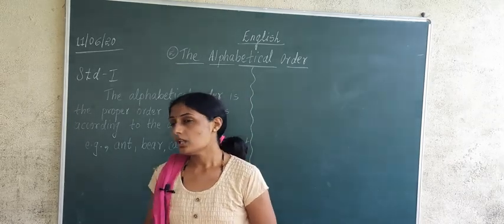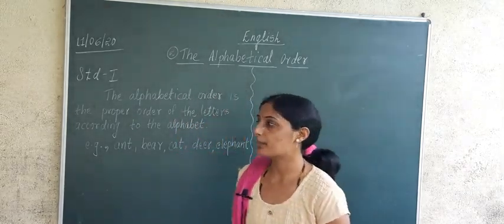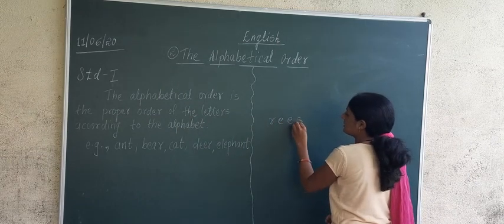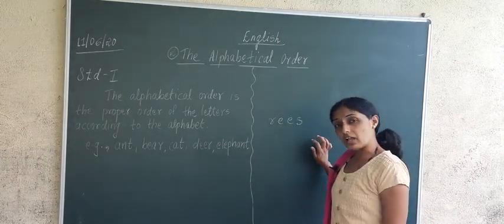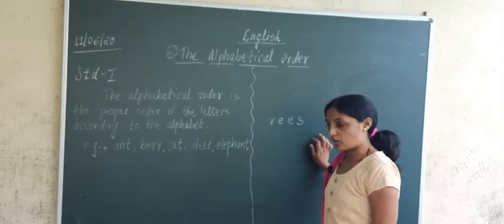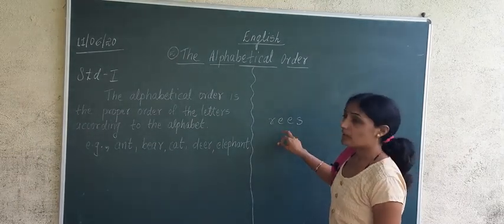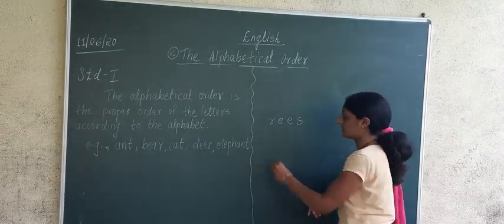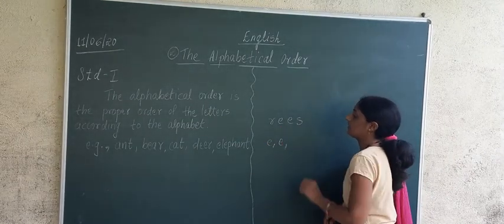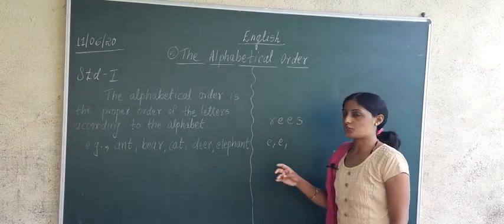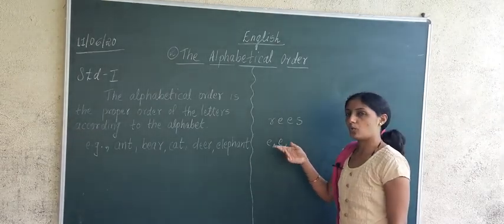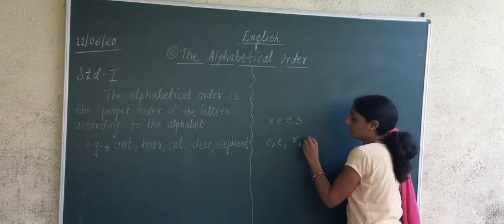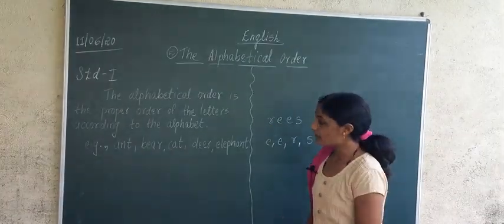And if we will write a word, for example, if I will give you a word, REES, okay, which letter will come first, or which alphabet will come first? If we start A, B, C, D, E is there? Yes, E is there. Then second E is there. E, F, G, H, I, J, K, L, M, N, O, P, Q, R. R is there? Yes, R is there. And then will come S. Okay, this is called alphabetical order.